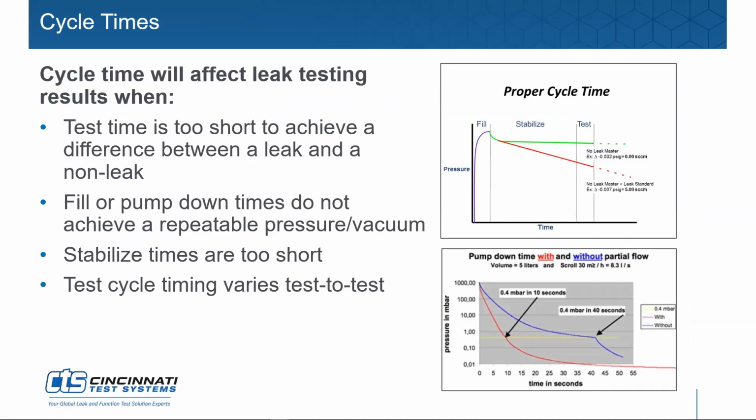Other things that will affect your testing: cycle time, allowing enough time to fill your part to get to a stable pressure, allowing enough time to stabilize your part as it comes out of this thermal event of compressed gas, and then enough test time to see the difference between a known good part and a known reject part. That also is seen in vacuum. If you don't allow enough time to get down to a certain level in vacuum, then whether it's atmospheric background gases evacuated from your part, or the actual vacuum measurement that you start your testing in, that will also affect your cycle time. That's how cycle time affects leak testing.